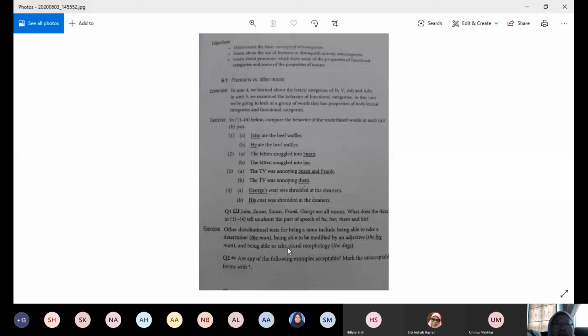So in a sense, we see that the nouns and the pronouns, they are interchangeable. Dia boleh ditukar, dia boleh bertukar ganti macam tu. John ate the waffles, he ate the waffles. The kitten snuggled into Susan, the kitten snuggled into her. So macam boleh replace one another. So therefore, in a sense, they are the same category, but they are different, kan? They are different because proper names can never change except to put apostrophe S, but pronouns can change.